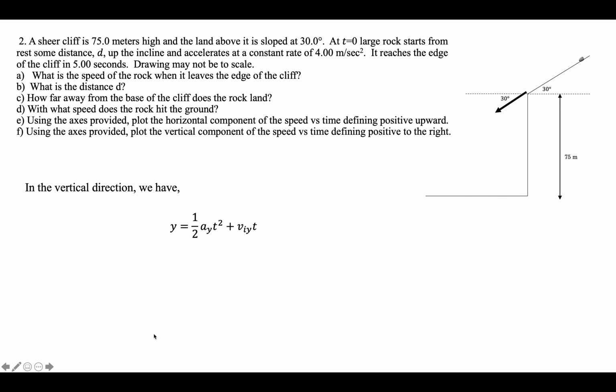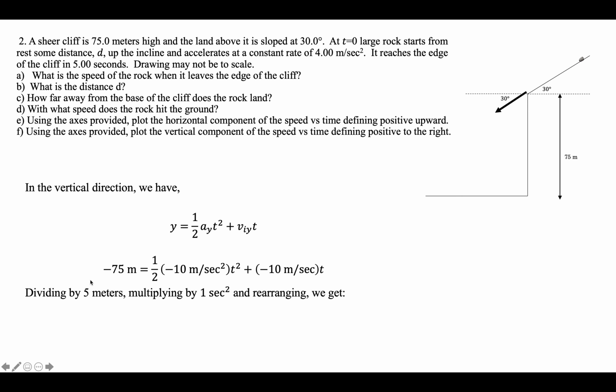In the vertical direction, we have y is equal to 1/2 a t squared plus v_iy t, and we know all of these but t. It goes down 75 meters. The acceleration is down 10 meters per second every second. The initial speed is 10 meters per second down. We can simplify this. We have 5, and we can divide by meters, multiply by seconds squared, and we get this.